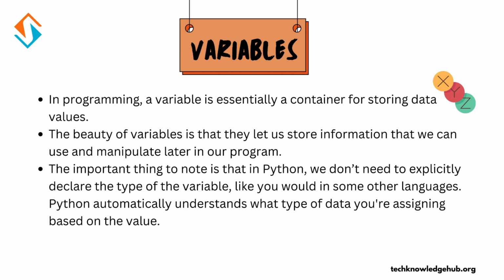In programming, a variable is essentially a container for storing data values. Think of it as a labeled box in which you can place different types of items. These items can be numbers, text, or even more complex data structures. The beauty of variables is that they let us store information that we can use and manipulate later in our program. In Python, creating a variable is as simple as assigning a value to a name.